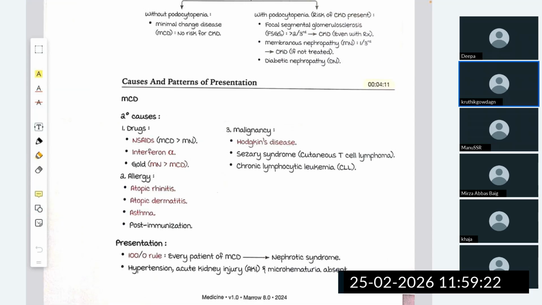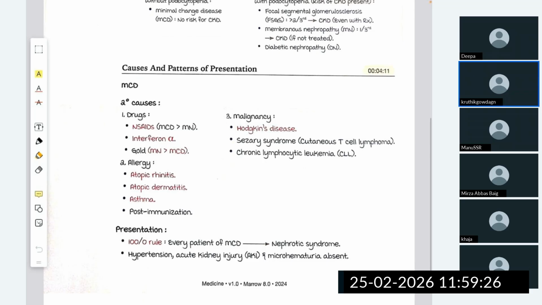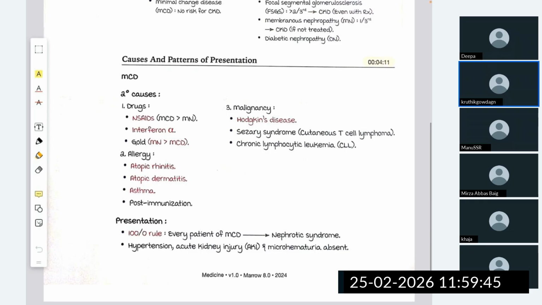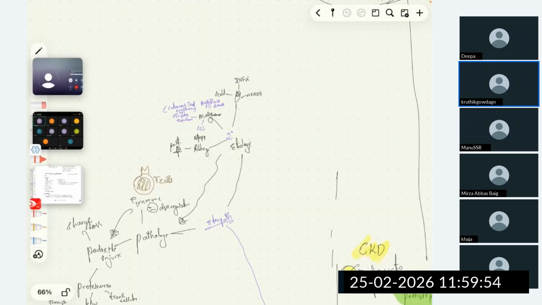I'll once again mention the causes of minimal change disease. Intake of drugs, NSAIDs, which cause minimal change disease more than membranous nephropathy, and then interferon alpha. Then gold, followed by malignancy, which is Hodgkin's disease, chronic lymphocytic leukemia, and allergy. If the patient has atopic rhinitis, atopic dermatitis, asthma, or post-immunization allergy, these patients are more prone to develop minimal change disease.